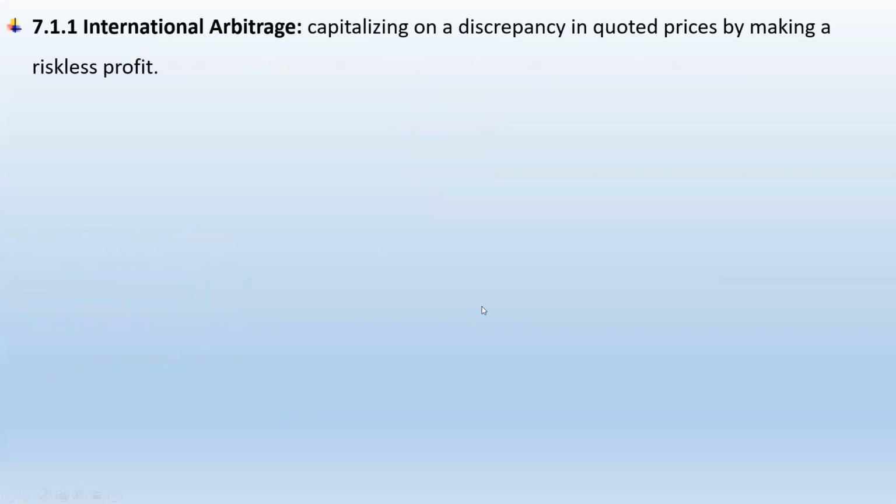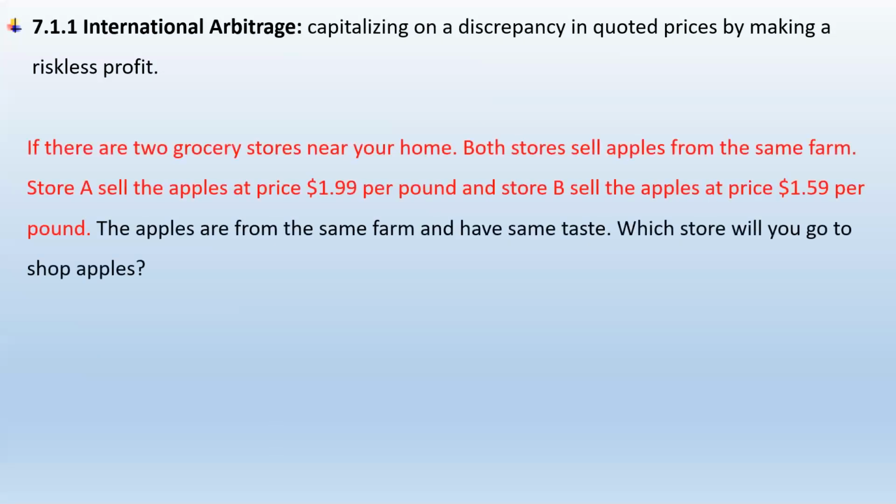So before we talk about those types of arbitrage, I will just introduce the concept of arbitrage. In international arbitrage, there's a difference between prices of foreign currencies, and then the arbitrager will capitalize on the difference between those foreign currency prices. The difference between the prices, we call it a discrepancy. We just give it a fancy name.